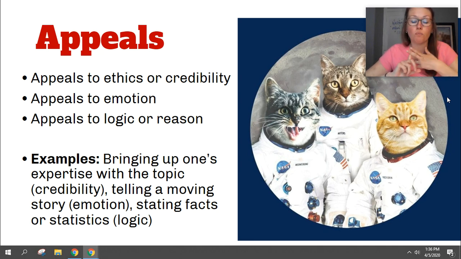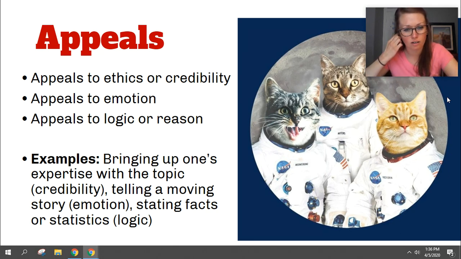Writers also try to appeal to our emotion because we usually are led by our heart and our feelings. And so if they can appeal to our emotions, usually that's a really easy way to get your audience to move forward with your argument and to accomplish your purpose. And then the last appeal is really appealing to logic or reasoning.